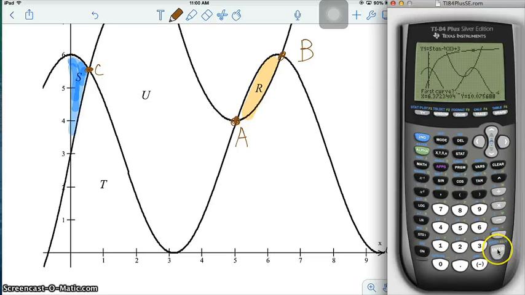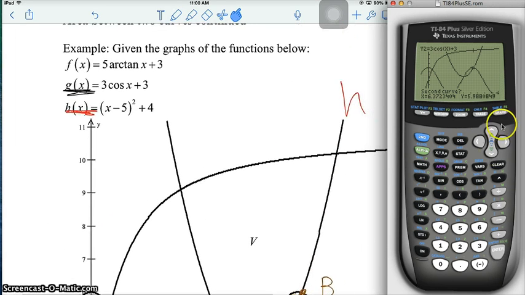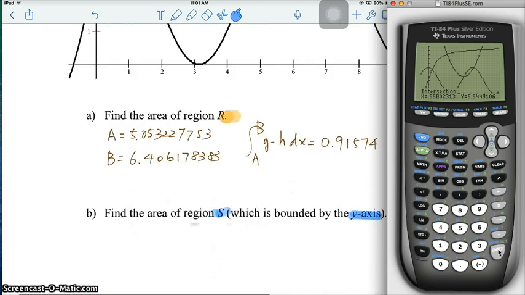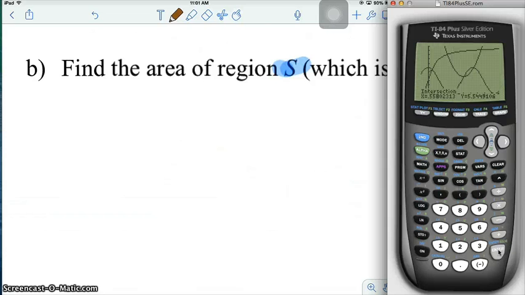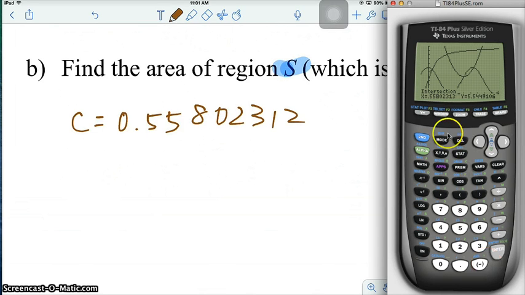Pick F, good, then G. If you don't remember, you can always go back and take a look. Where is G? Second one, cosine. Okay, this is the one. Now we need to guess. Let's move the cursor, follow, follow, all the way to around there. Now push enter. You will find your value to be point something, and that will be our C. So we'll write down C equals 0.5580213. Sounds like a phone number.